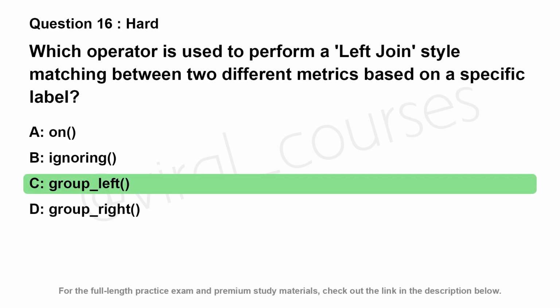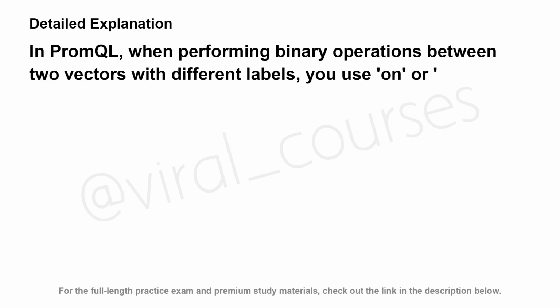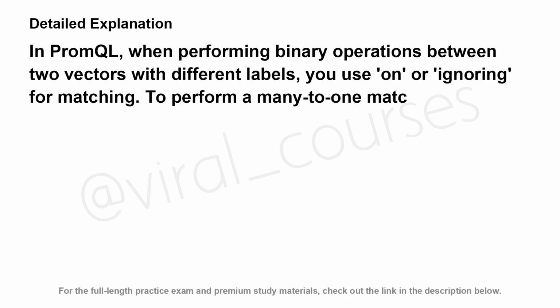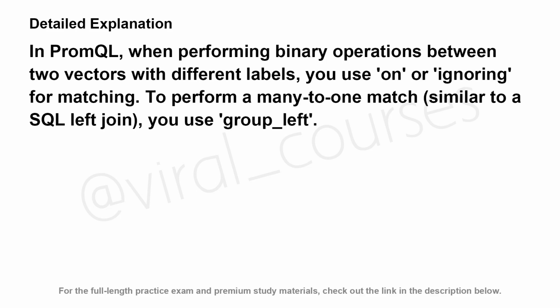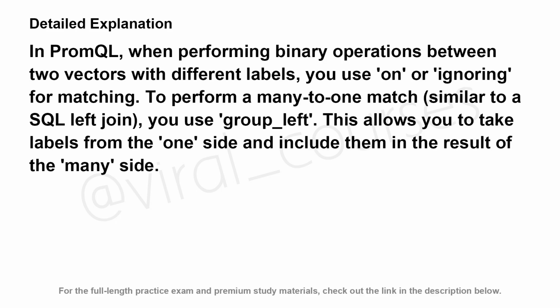The correct answer is C. In PromQL, when performing binary operations between two vectors with different labels, you use on or ignoring for matching to perform a many-to-one match. Similar to a SQL left join, you use group_left. This allows you to take labels from the one side and include them in the result of the many side.